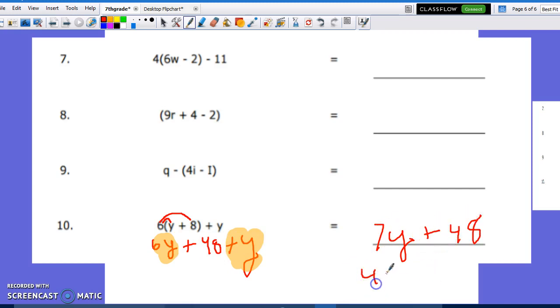Also remember, I take answers if they're flipped the other way too. It would look like this. Okay.